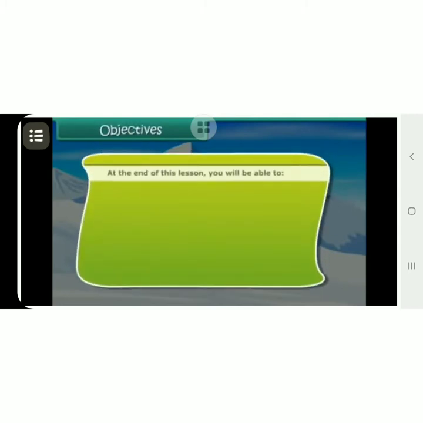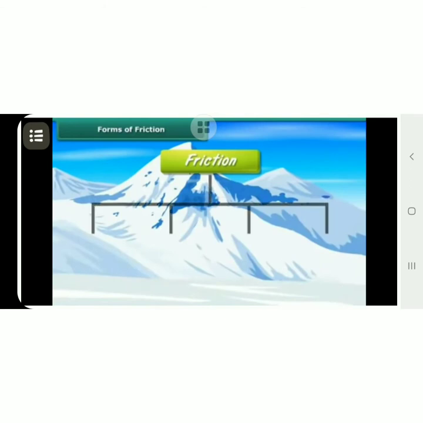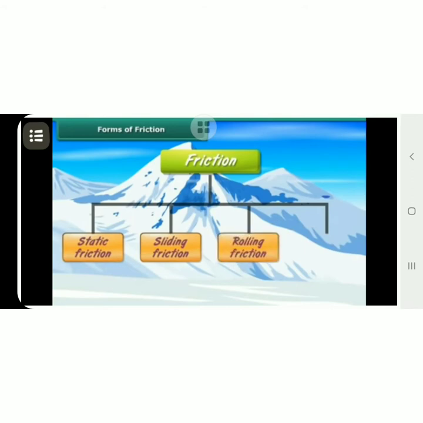At the end of this lesson, we can learn how to describe the types of friction. The next one is to discuss the advantages and disadvantages of friction and illustrate the ways to reduce or increase the friction. Now, the types of friction. What are the types of friction? First one, static friction. The second one is sliding friction. Third one is rolling friction. The fourth is fluid friction.